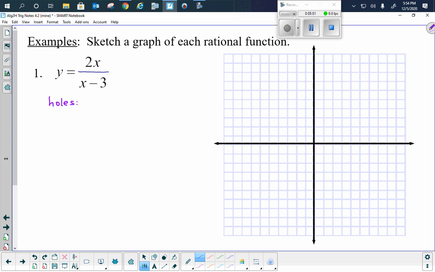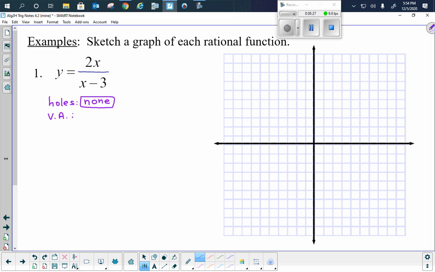Holes occur when something cancels. There are no factors that cancel. So if I ask you for holes, there are none. Now, like on the next quiz, guys, I'll just have a blank for each of these things because I'm not going to tip you off which ones have a hole and which ones don't. I'll just write holes, blank, and I'm expecting you to either tell me there is one or tell me there is none. After holes, you do vertical asymptotes.